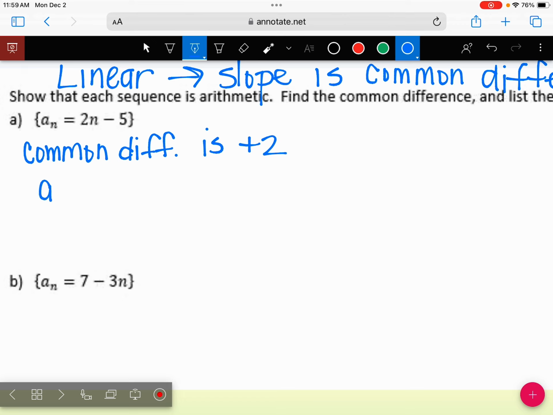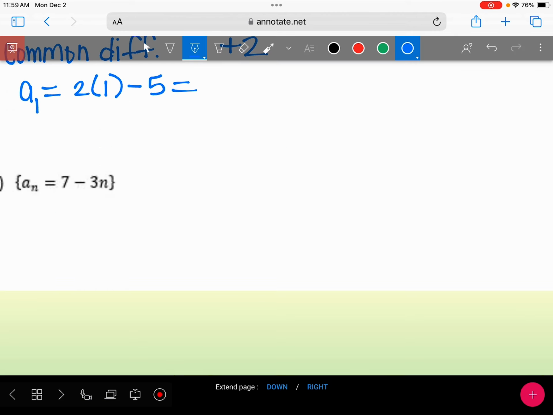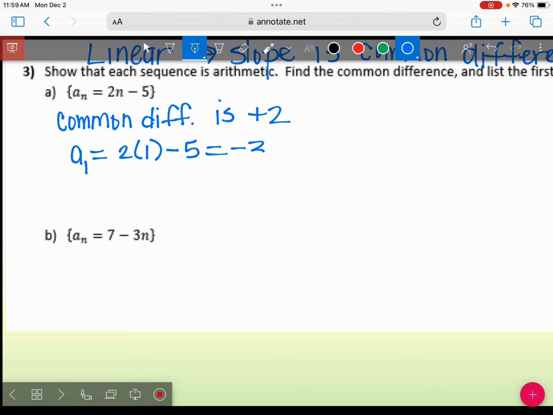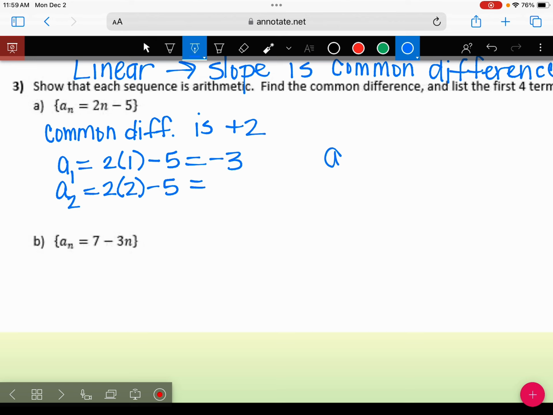So let's go ahead and find our first term. So find a sub 1. To find a sub 1, you're going to substitute in a 1 for n. So what is 2 times 1 minus 5? -3. Now, after you have your first term, you can either use your common difference to find the next 3 numbers by adding 2, or you can use your equation and substitute in a 2. And then it said find, what did it say? Find the first 4 terms. So then I'm just going to show you both ways.